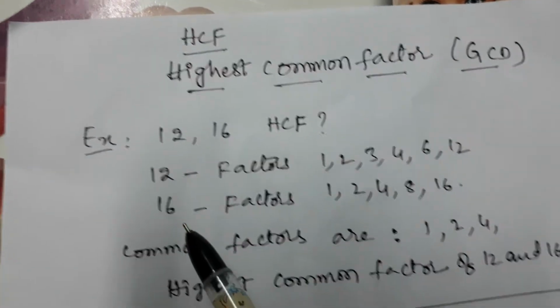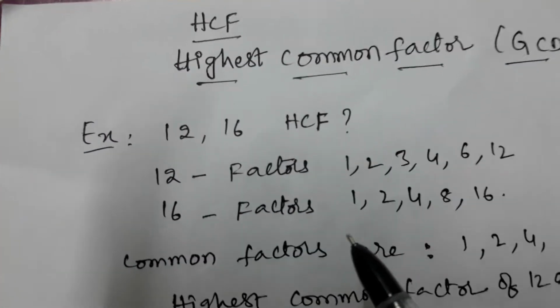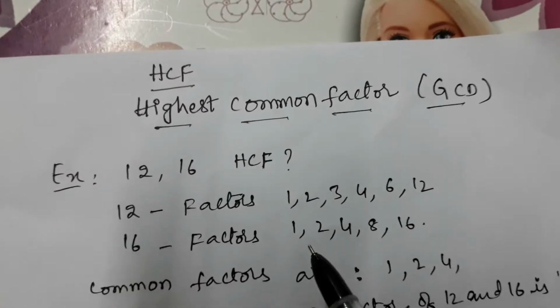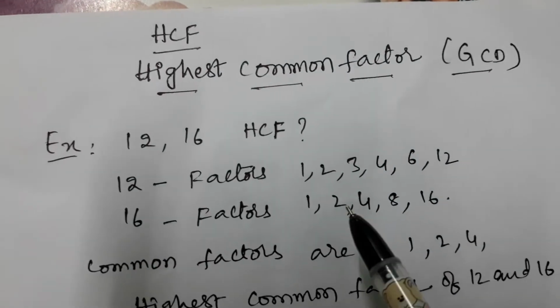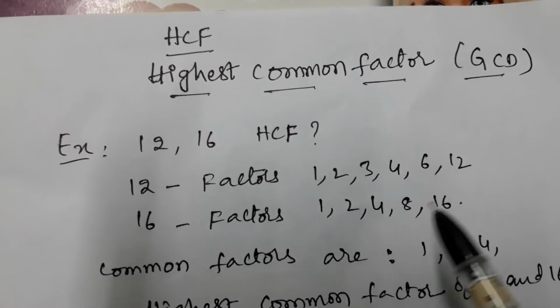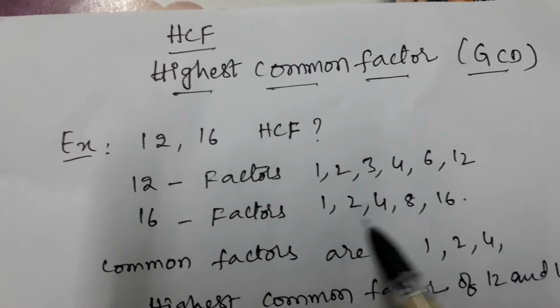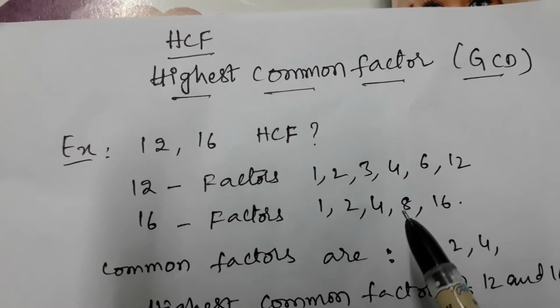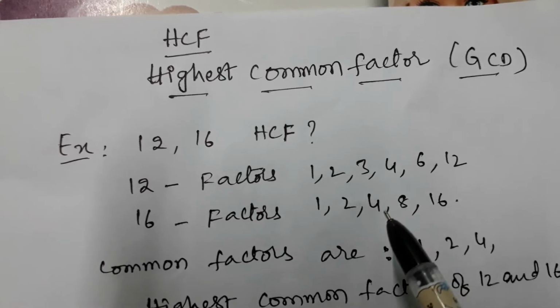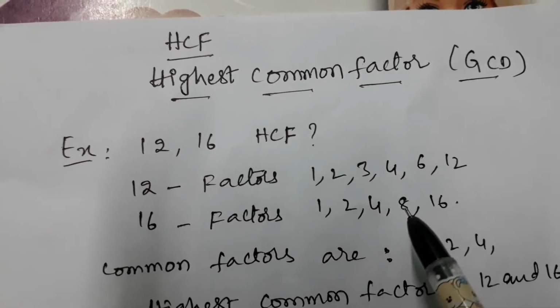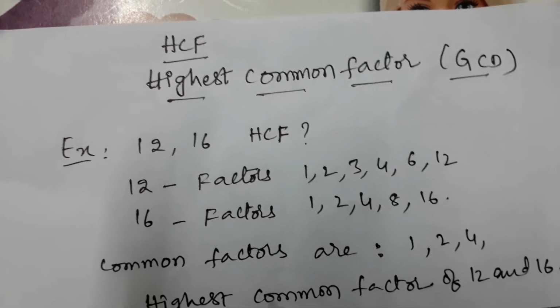Now similarly, the factors of 16. What are the factors of 16? 1, 2, 4, 8, 16. These are the numbers that divide 16 exactly, without remainder. So we call them factors of 16.